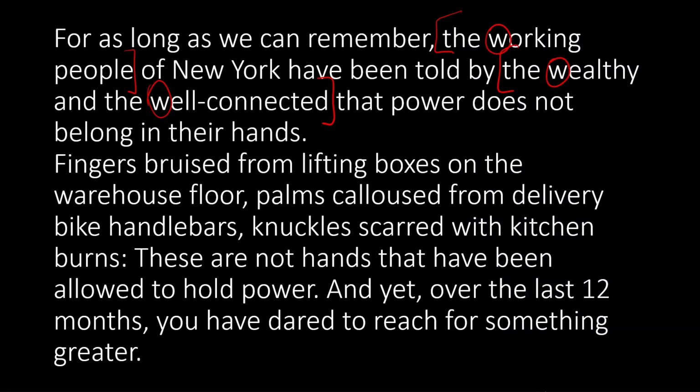Lends a bit of poetic value to the speech, let's say. But he also does this, he mentions these two groups of people, to establish a key contrast throughout his speech and his campaign. The working people are the people who are defined by their labor and their contribution to society, whereas the wealthy and the well-connected are defined by their privilege and by their status. So he clearly positions himself as a person who stands by the ordinary working people of New York.